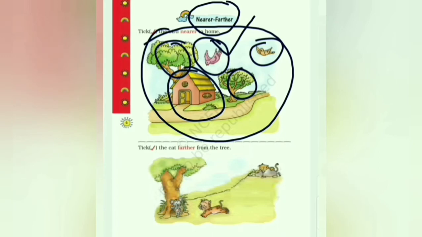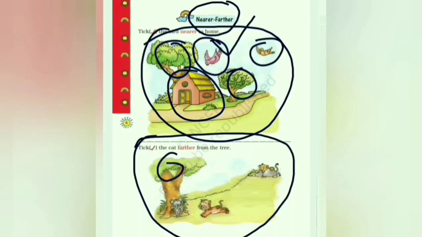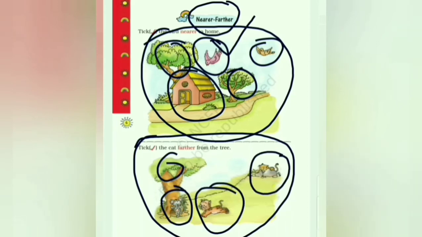Now let's go to another picture. You can see a tree here. This is one animal, this is the second one and this is the third one. You have to find out which animal is further from the tree. कौन सा animal tree से दूर है? तो ये animal तो tree के नज़दीक है, ये भी नज़दीक है थोड़ा, पर ये सबसे दूर है. So this animal is further from the tree. From both these pictures we have understood the concept of nearer and further.